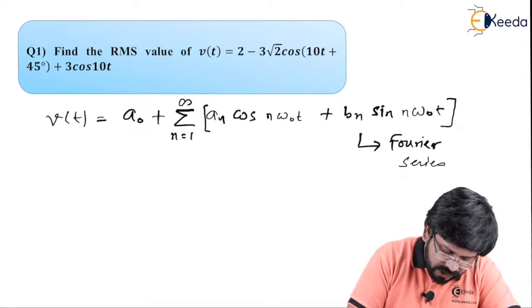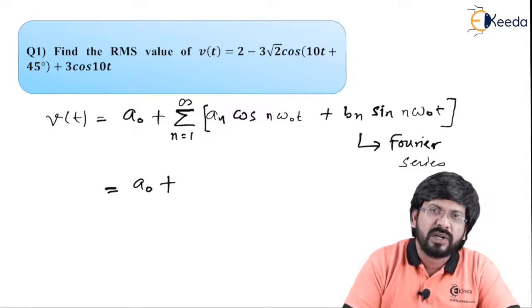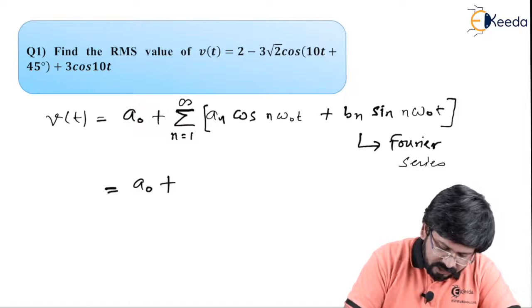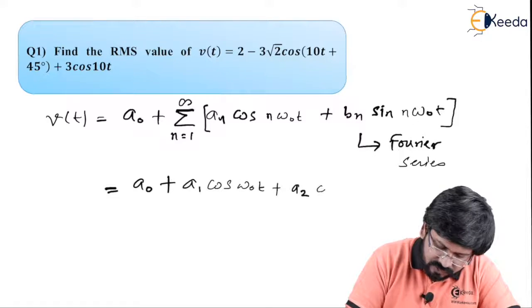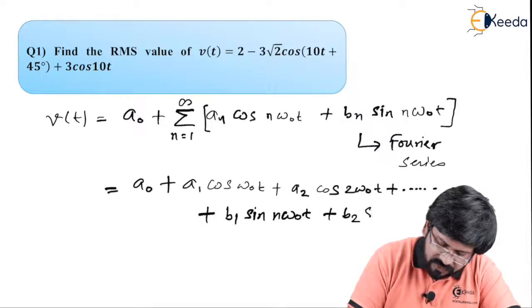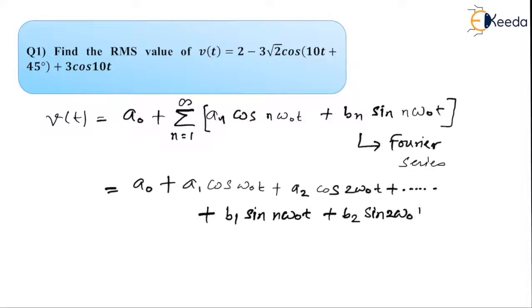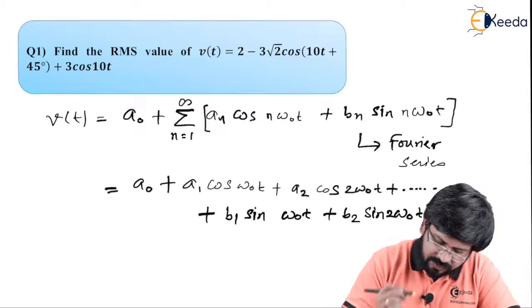After expanding, it may look like this: A naught plus. Now here I will be substituting n equal to 1 to infinity in a given term. So it will get expanded as A1 cos omega naught t plus A2 cos of 2 omega naught t and so on. We don't know how many cos terms are there in general. Similarly, you will get B1 sine n omega naught t plus B2 sine of 2 omega naught t, continuing up to Bn part.